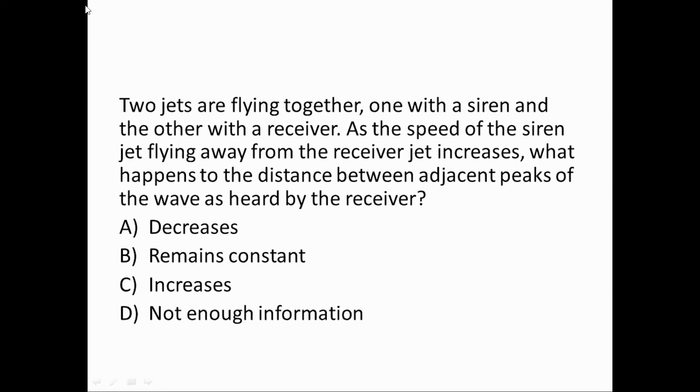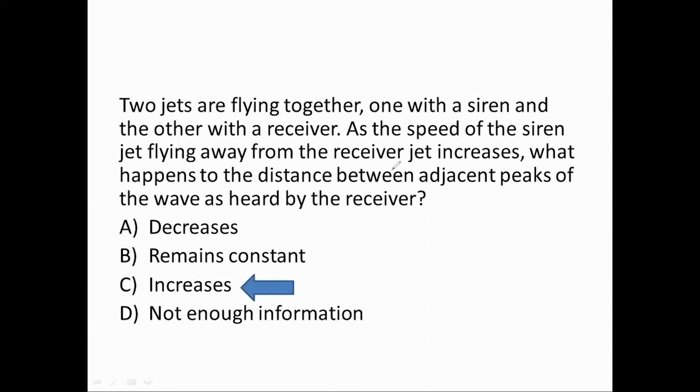Okay, so it seems that most people have picked choice C, which is correct, right? And I'm happy to see that. So two jets are flying together, one with a siren and the other with a receiver, which is some kind of listening device. As the speed of the siren jet flying away from the receiver jet increases, what happens to the distance between adjacent peaks of the wave as heard by the receiver?